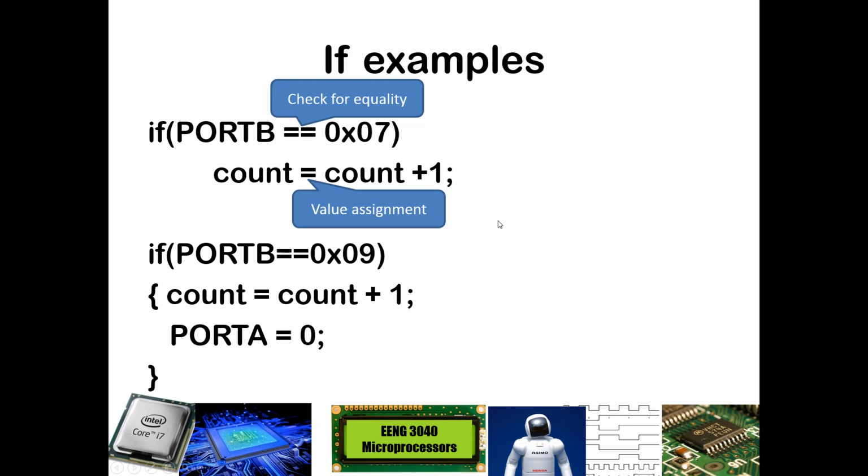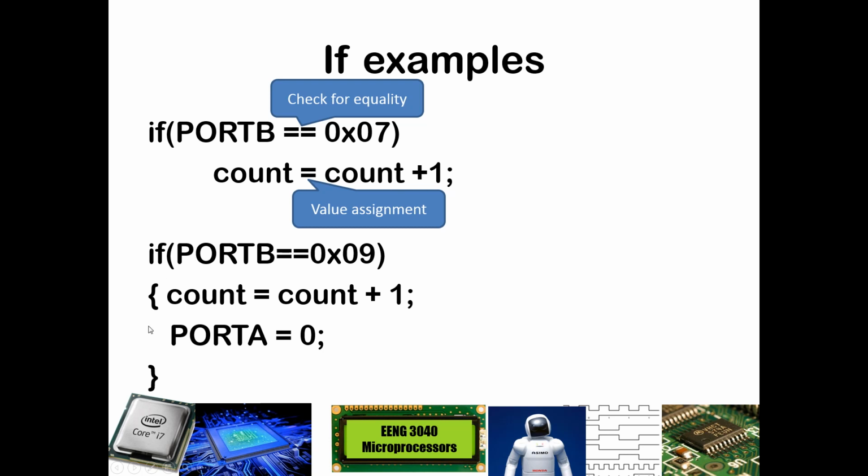All right, so here's some examples of if. If our value in port B is equal to hexadecimal 7, and notice double equals is what we're using to check for equality, then I want to assign one more into count. So count equals count plus 1. There actually are shortcuts in C, so you could actually say count plus equal 1, and what that would do is say count should equal the current value of count plus 1. That's shorthand for what we have right here.